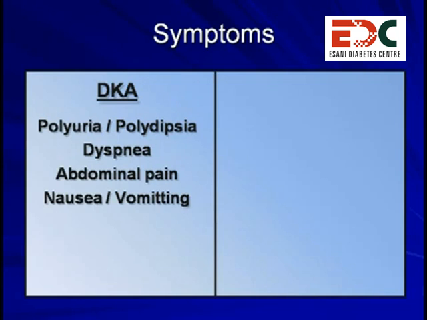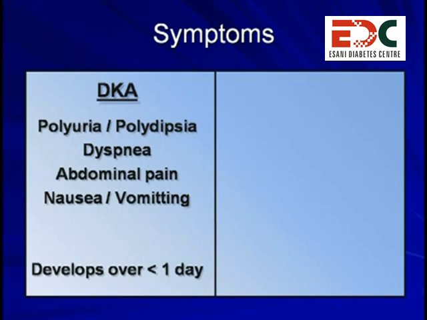The dyspnea is from the body's attempt to blow off carbon dioxide to compensate for the buildup of keto acids and to restore pH closer to normal. The mechanism of the abdominal pain, nausea, and vomiting is actually not well understood. The symptoms of DKA typically develop over less than a day.